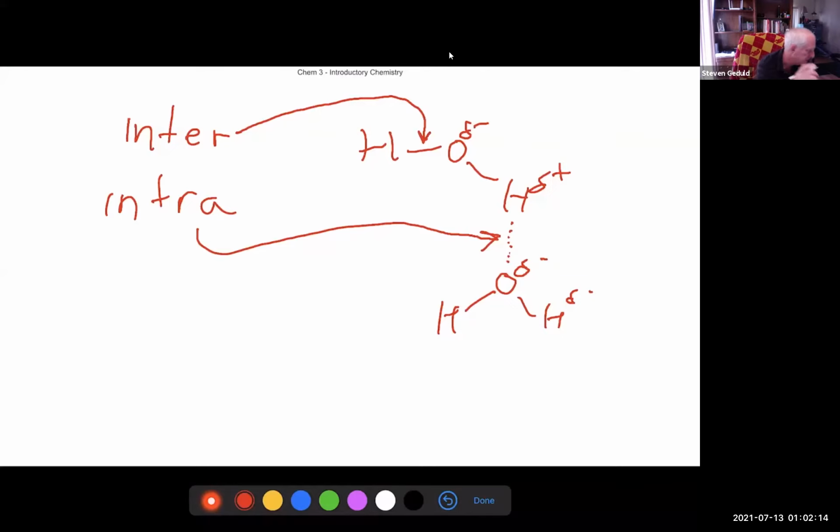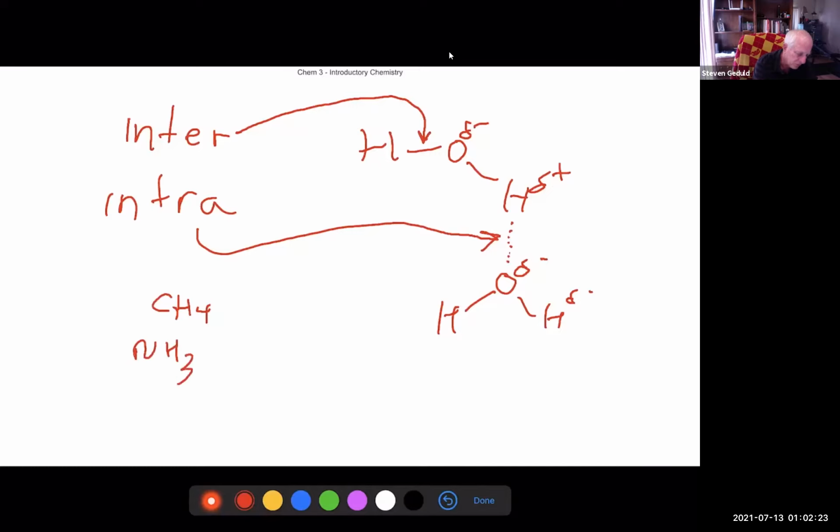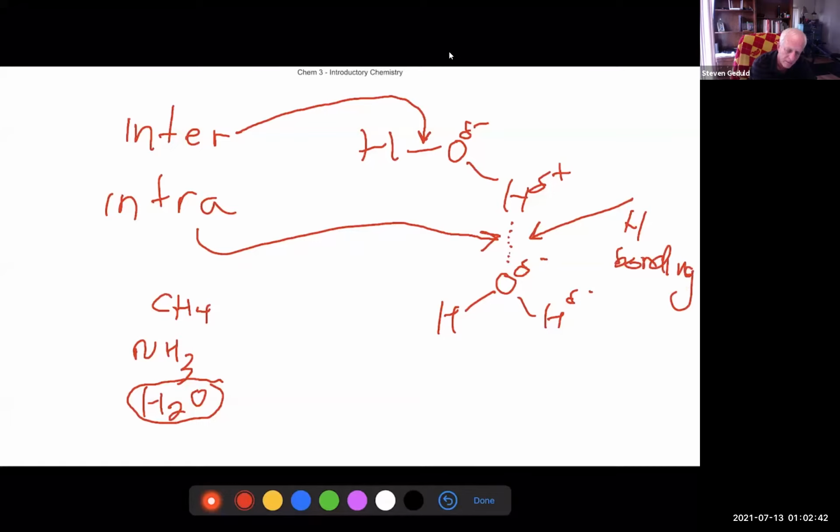In one of the book's examples, you have methane, CH4, you have ammonia, which is NH3, and you have water, which is H2O. If you look at the boiling point, the highest boiling point of those three is going to be water. That's the highest intramolecular forces. This is hydrogen bonding, which is a very strong bond. We'll talk about that in this chapter.